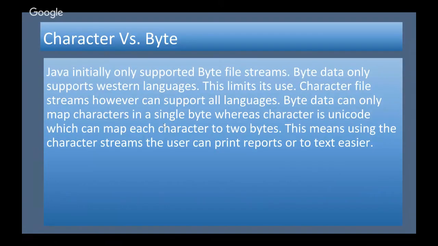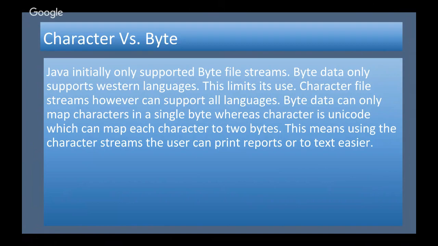And next, we have our character versus our byte. Java initially was only for byte streams. Byte streams were single bytes, single character, which was great for Western languages. That's all that was needed to support them. However, for all the languages, that's not what was going to work. And so character streams were needed because they could handle 2 bytes. And it was in Unicode is what it's called.